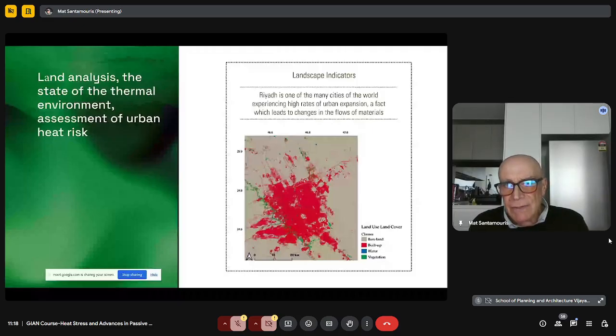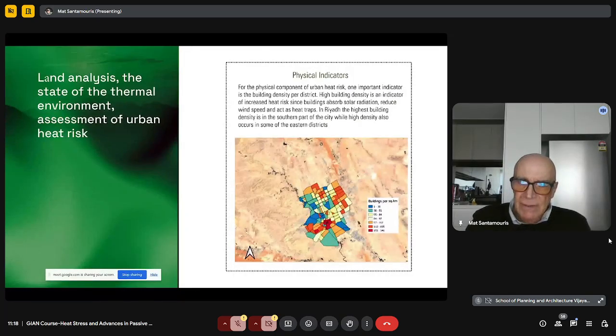Riyadh is one of the many cities in the world experiencing high rates of urban expansion. This is something that leads to changes in the flows of materials. So we collected all the landscape indicators.